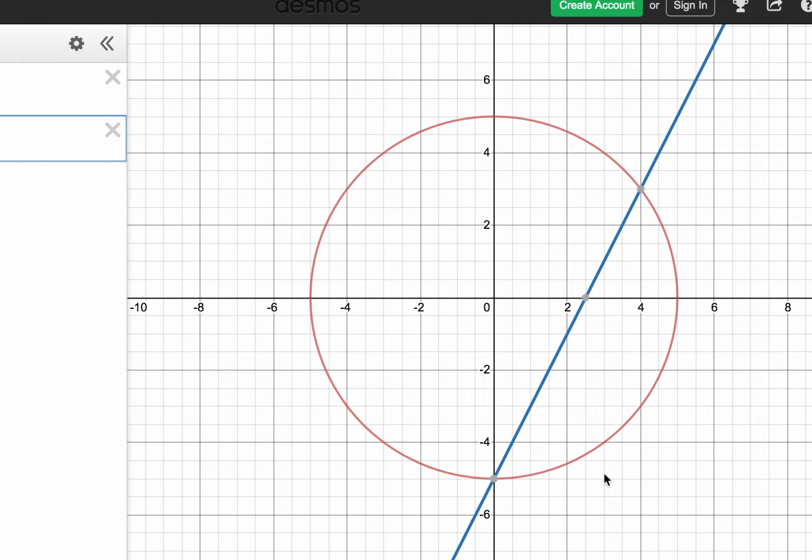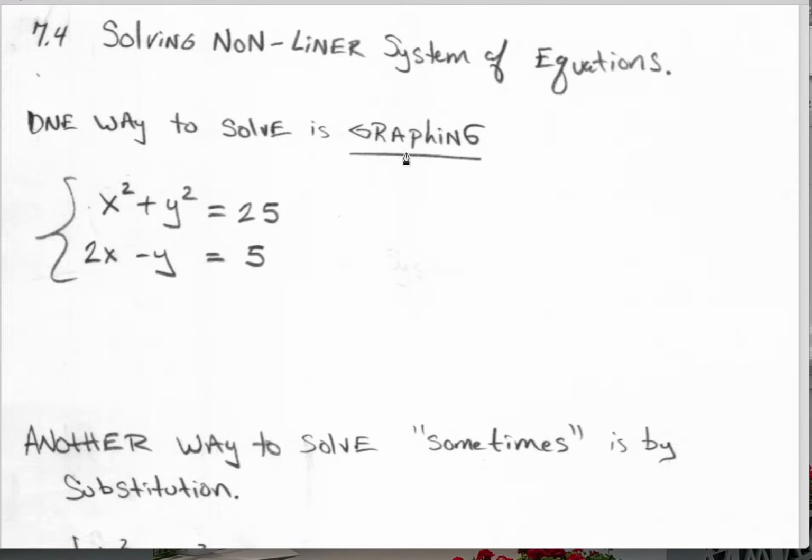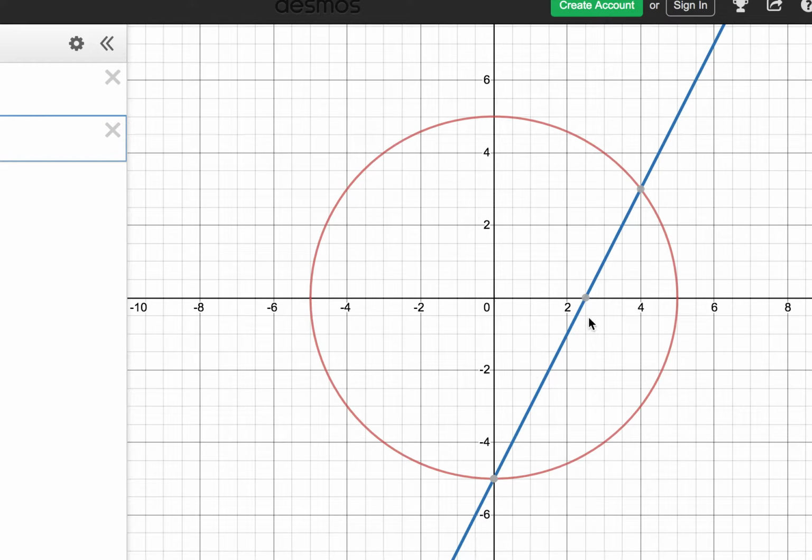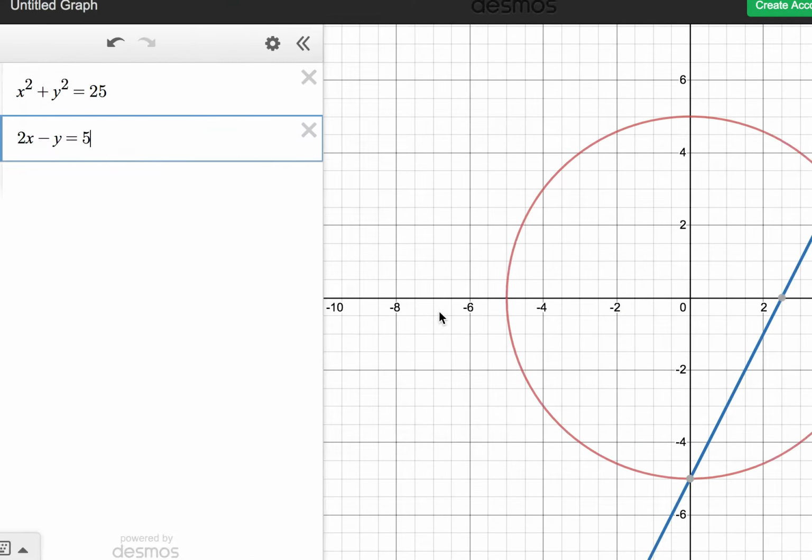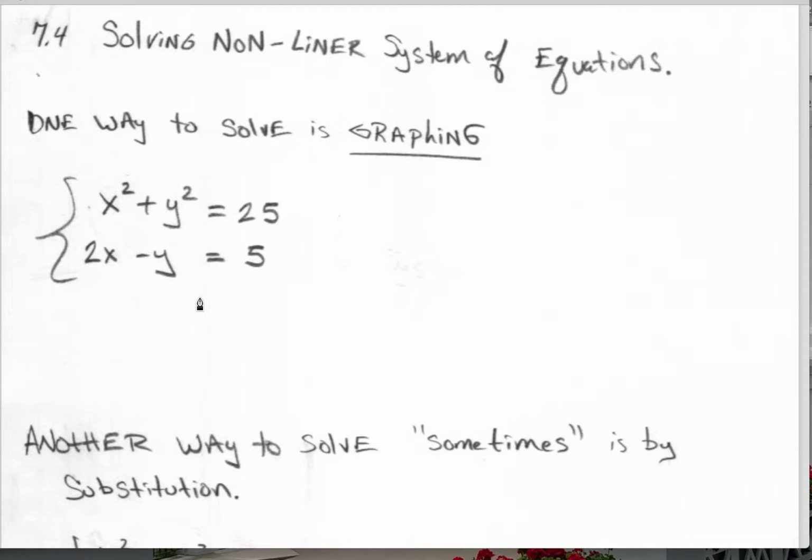So you can see from this picture that there are two places where the circle and the blue line are the same, and those are at (4, 3) and at (0, negative 5). So the solution to this system of nonlinear equations is one point, x = 4, y = 3, and the other point is x = 0, y = negative 5. Those are the two solutions to this system of nonlinear equations.